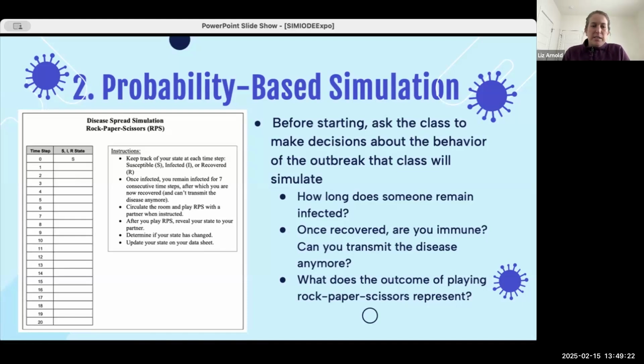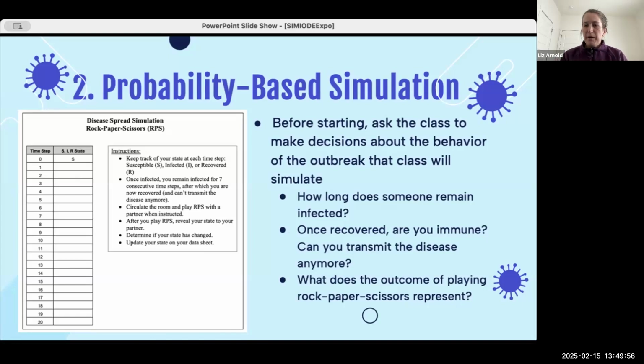So some of the things that the students need to think about are how long does someone remain infected? And you'll see in this data sheet here, this class decided that someone remains infected for 7 days, after which they become recovered. So they need to think about the duration of infection, but then they also need to decide, once you have recovered, are you immune? Or can you become infected again? These are all decisions that modelers make. These are all the assumptions that go into their model.